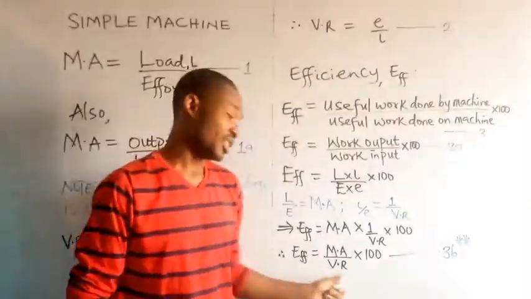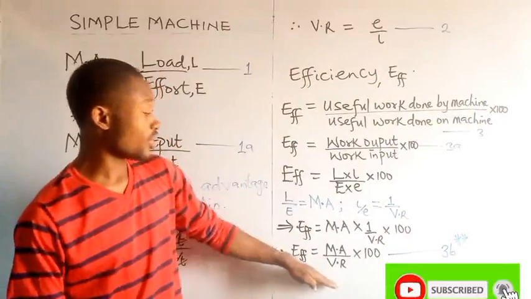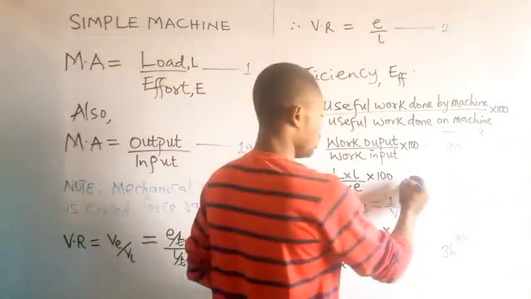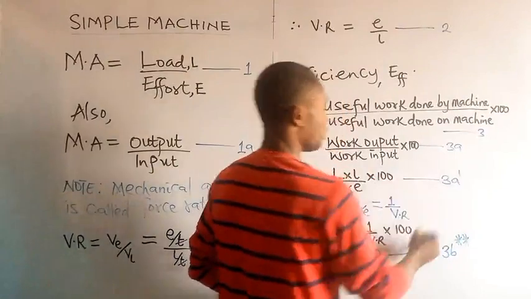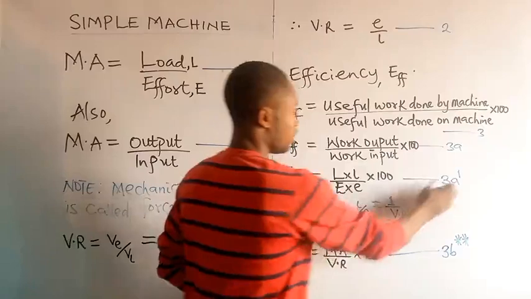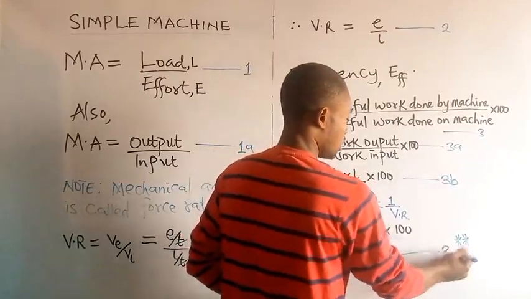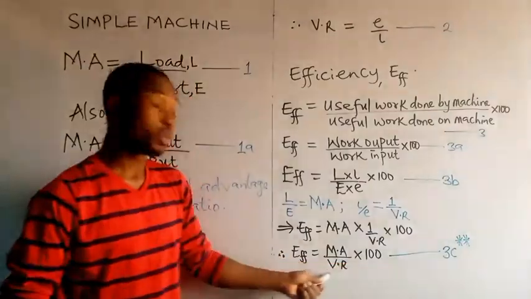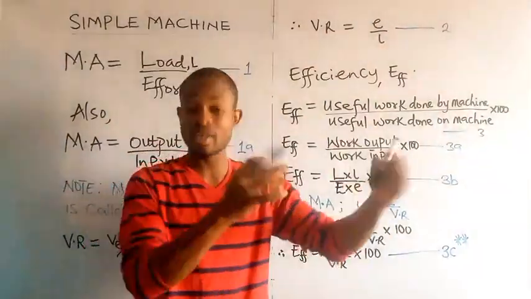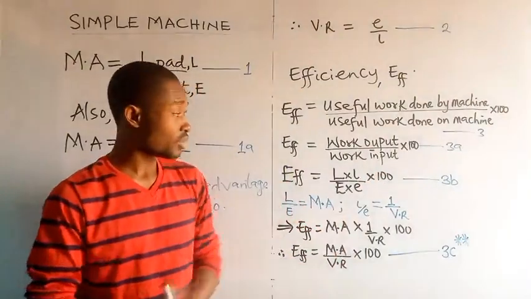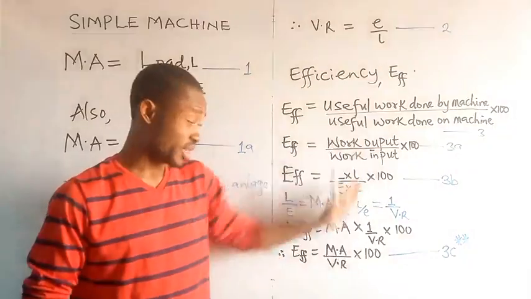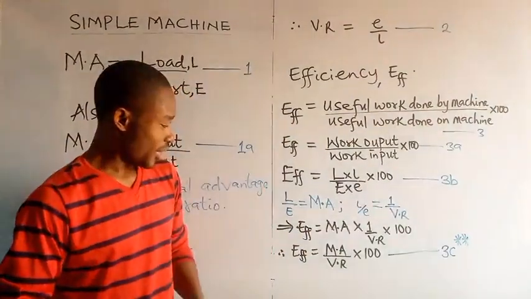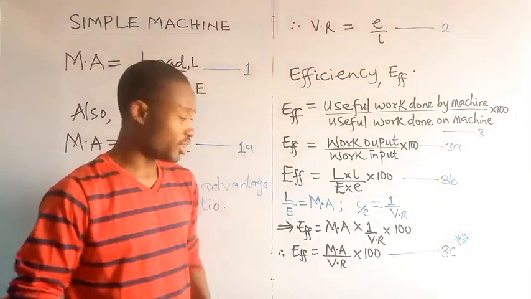Usually when you see it, it is expressed in this form. But take note that all these equations are the same thing. Let's call this equation 3a prime. Or let me just call it 3b. Then this 3c, asterisk, asterisk. I decided to highlight this particular one because most times the efficiency formula is written in terms of mechanical advantage divided by velocity ratio, then times 100. But it's the same as all these ones. You see, we derived it from this.